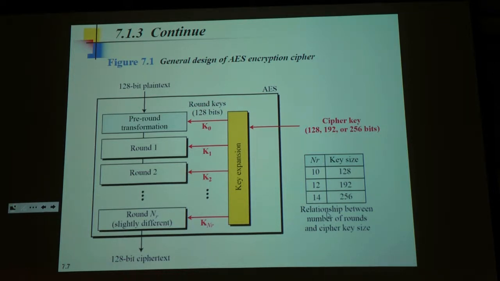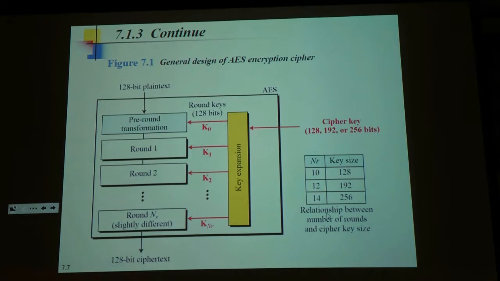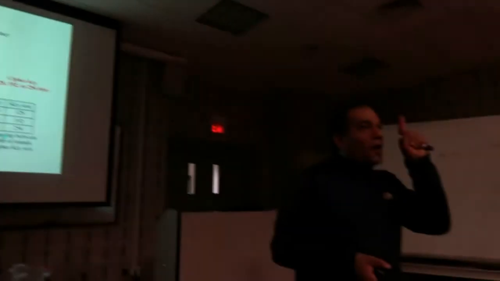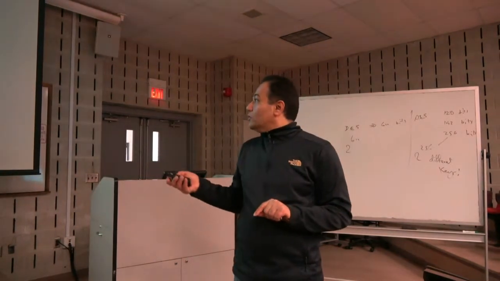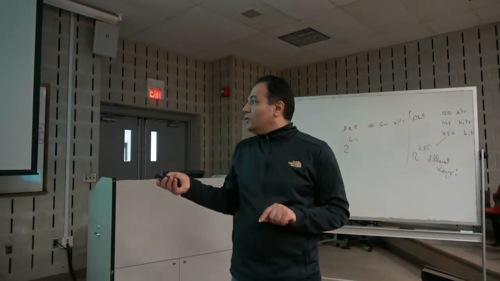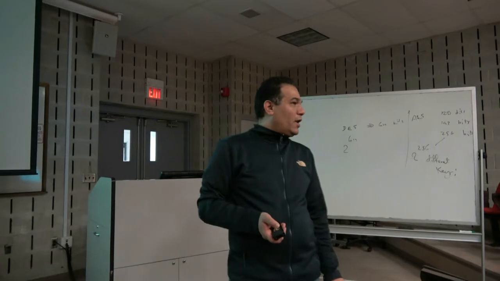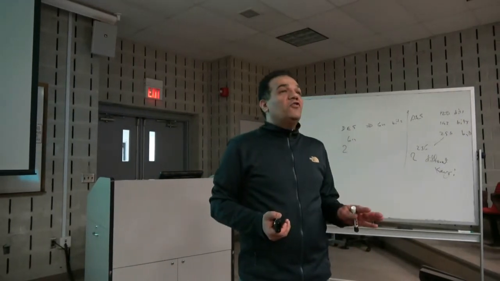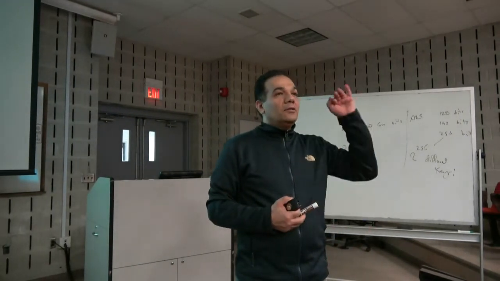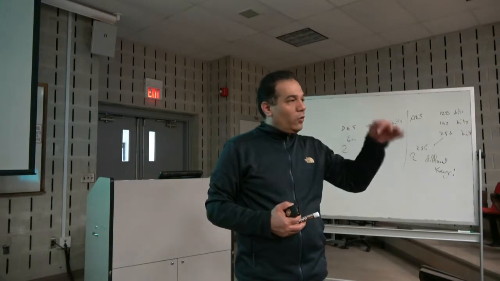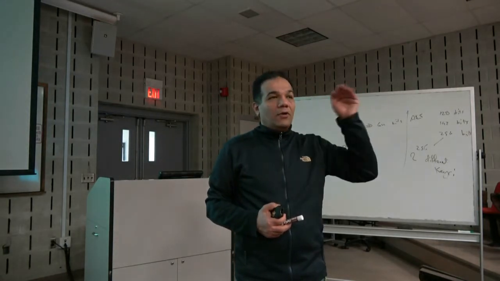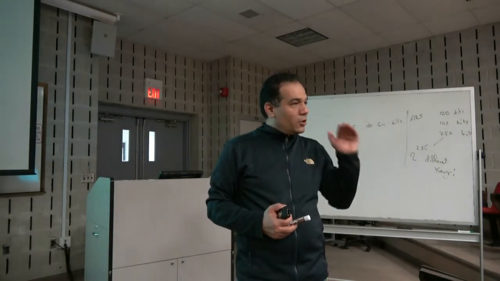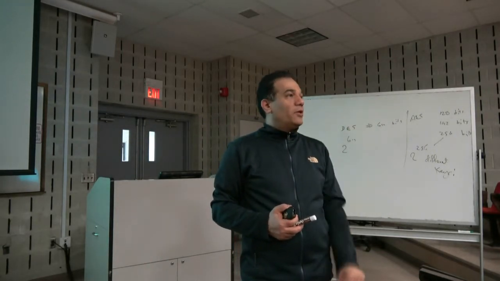How many keys is it gonna give you? Number of rounds plus 1, because we have the extra round. So we start from key 0 to key NR, which is the number of rounds. What are the options for the number of rounds? 10 or 12 or 14. What are the options for keys? 128 bits, 192 bits, 256 bits.